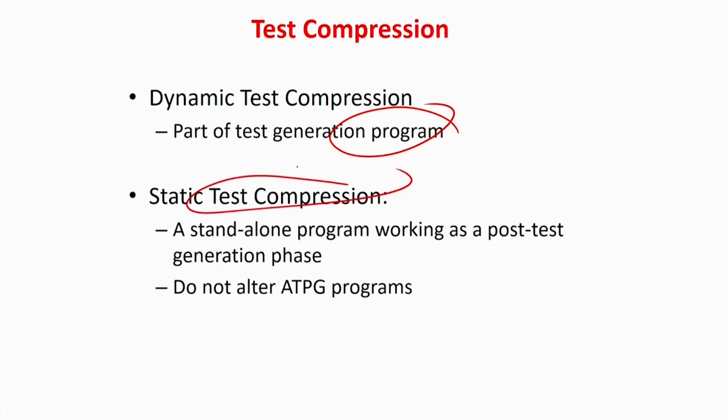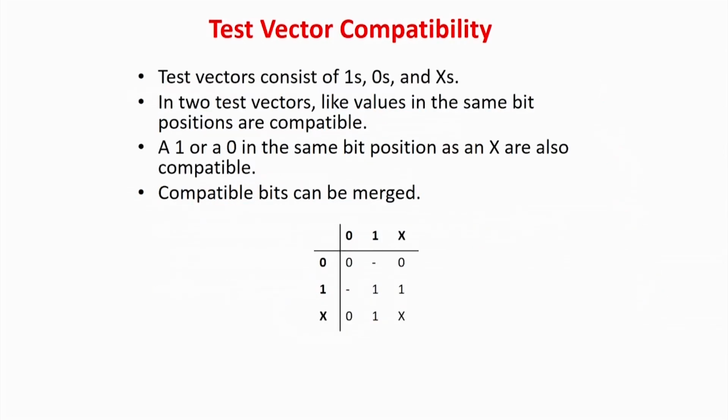Static compression means you have a normal ATPG algorithm, you do not alter it, and whatever you get, you will anyway have a lot of excess X's in these vectors, and you use them to compress. That is called the post-generation phase. We generally go by that.